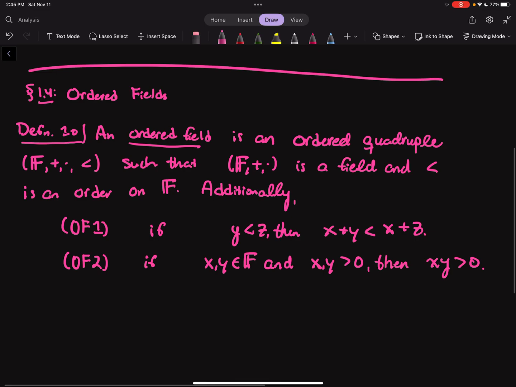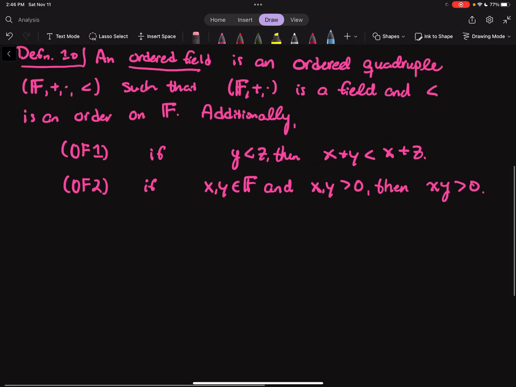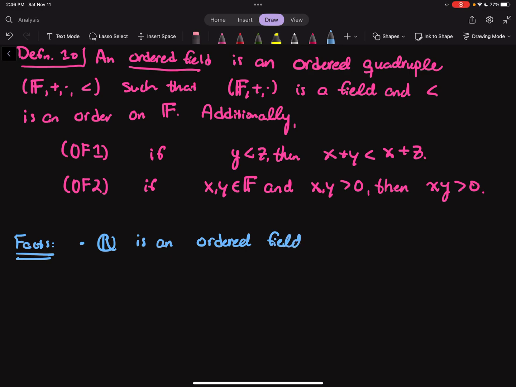And I'm going to just state a few facts. The first one is simply that Q is an ordered field. And this shouldn't be surprising. And also note that I didn't write Q plus dot less than. We really mean that, but again, like in the previous videos, we don't want to write out all of that. It gets so tedious. So we don't do that.